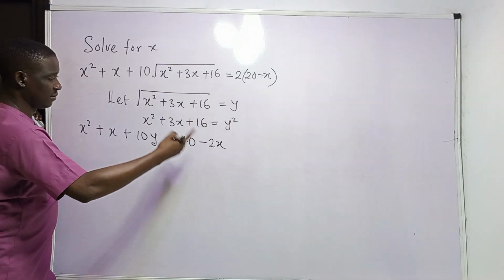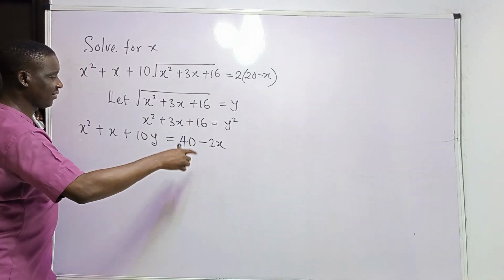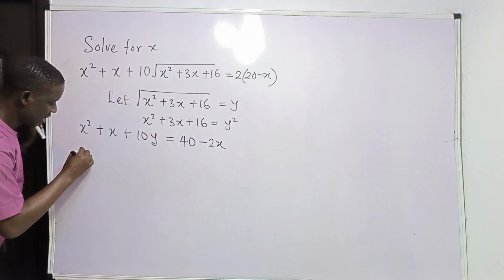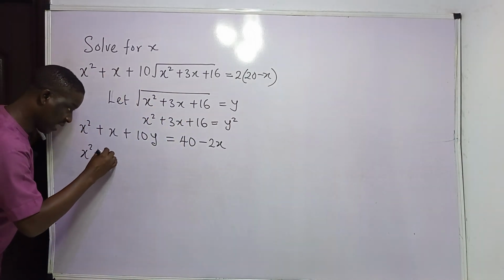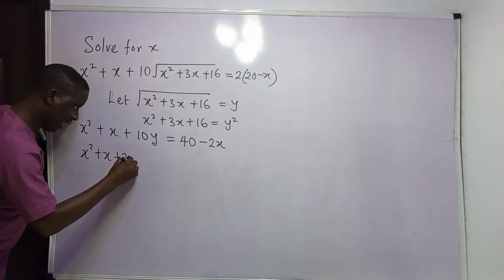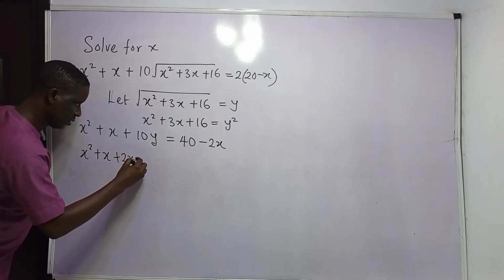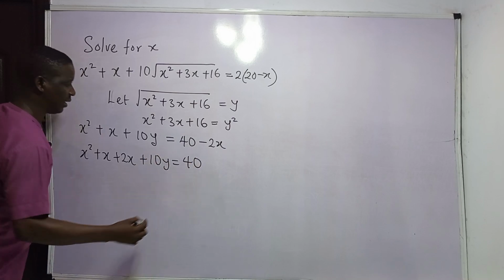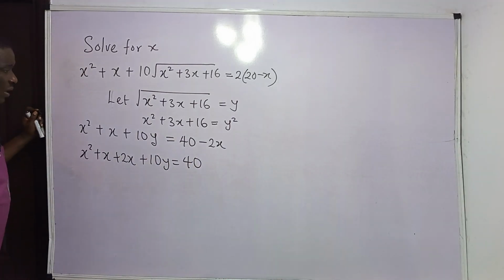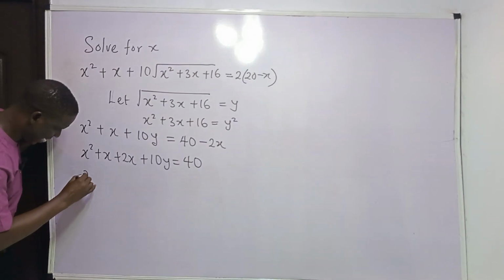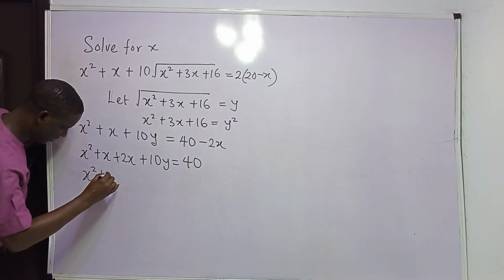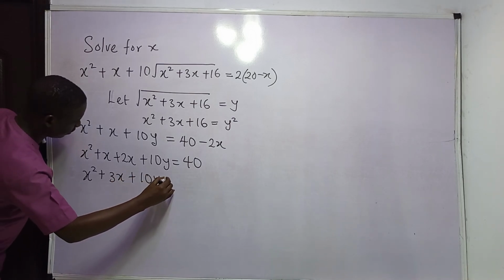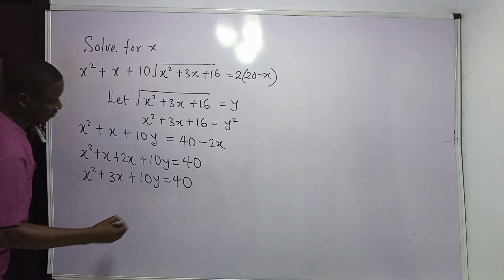Let's transfer all this to the other side. So we are going to have x squared plus x plus 2x plus 10y equals, let me leave that 40 there. There's a reason why I say leave it there. So this one has x squared plus 3x plus 10y equals 40.